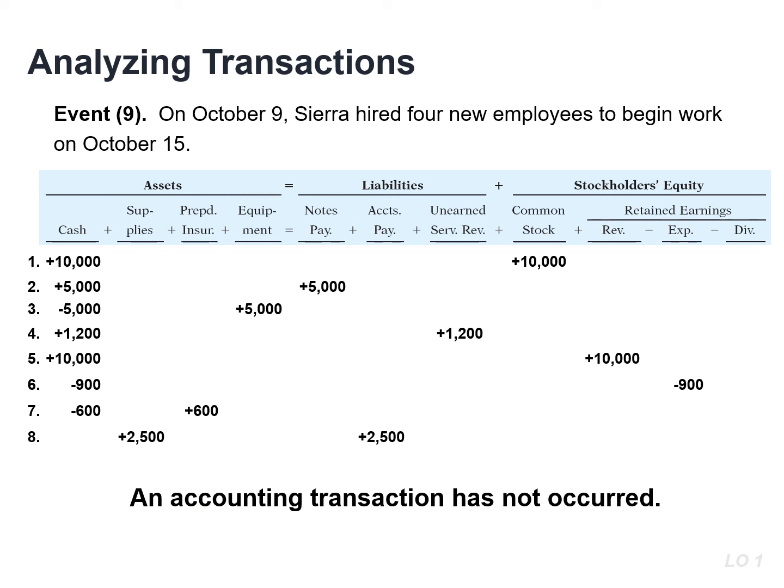Hiring employees does not affect the accounting equation. Assets, liabilities, and stockholders' equity have not changed. But when Sierra pays their employees, that will result in an accounting transaction.